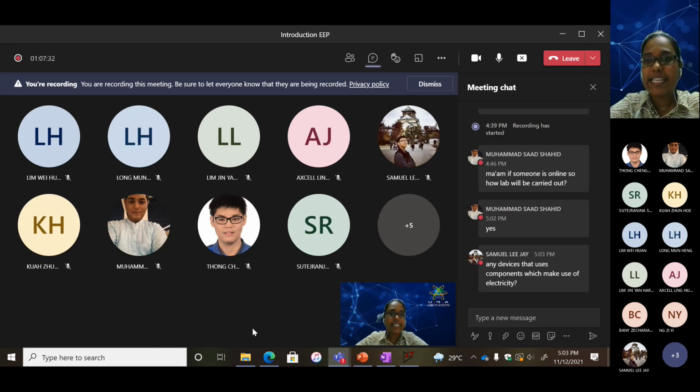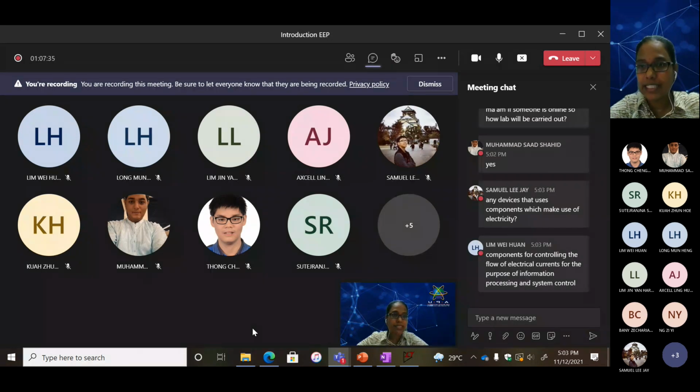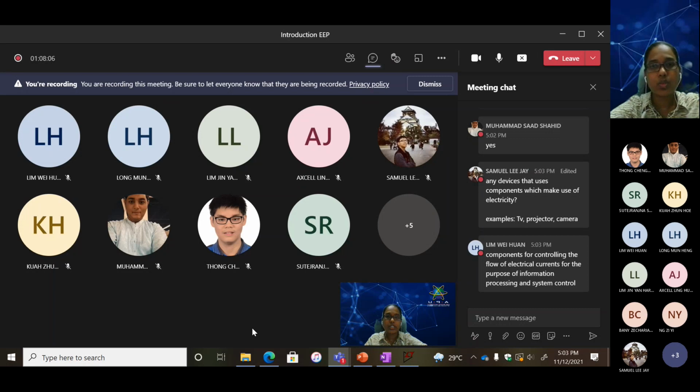Yes. Any devices that use components which make use of electricity. Yes. Components for controlling the flow of the electrical currents for the purpose of information processing and system control. Okay. Write your answer, put number 1 and number 2. Number 1, define the electronic devices, what it is. The second one, list out 3 electronic devices. I need to get all the feedback from you.